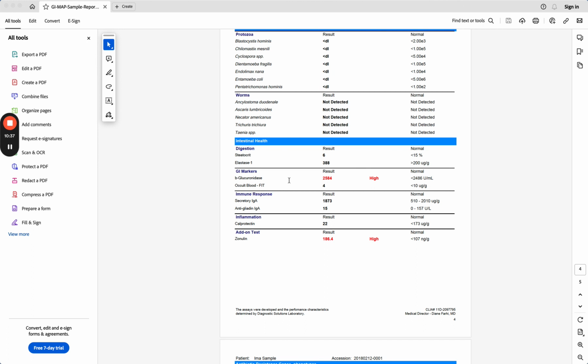Now, high beta-glucuronidase can shift with correction of the microbiome, so it's possible that you can lower this through changing and encouraging healthier bacteria in the gut.